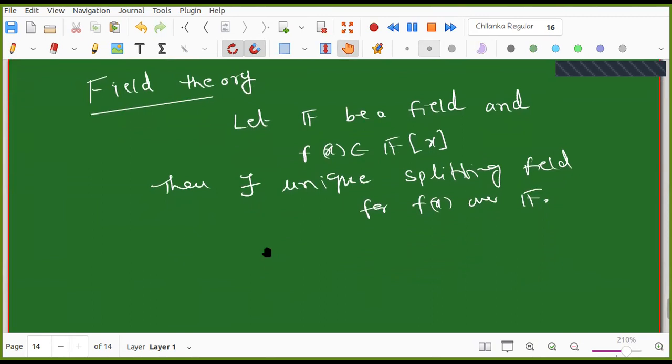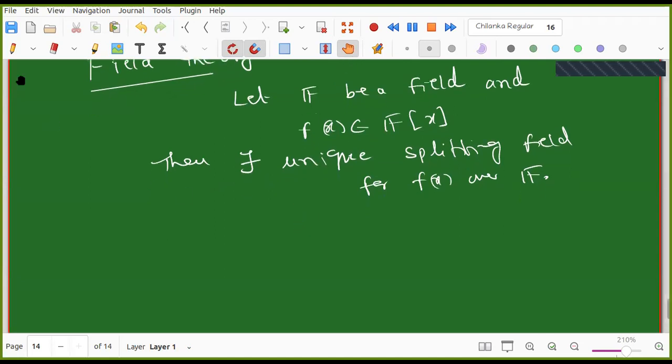What is a splitting field? Do you know? Yes, sir. Can you define? The smallest field extension of F in which f splits completely. It contains all the roots. Okay, correct.